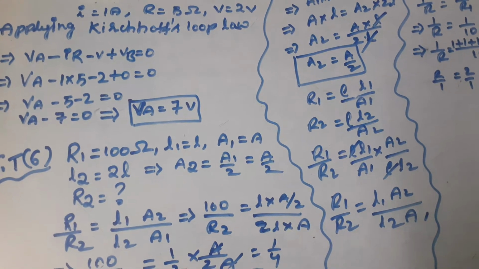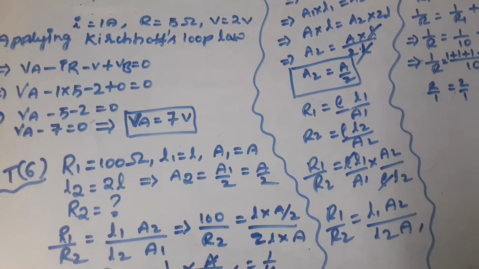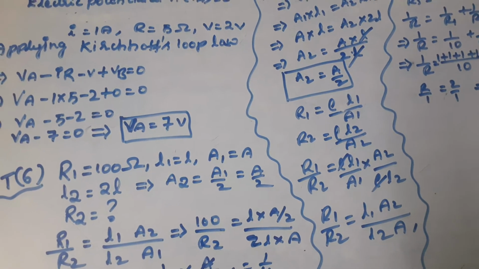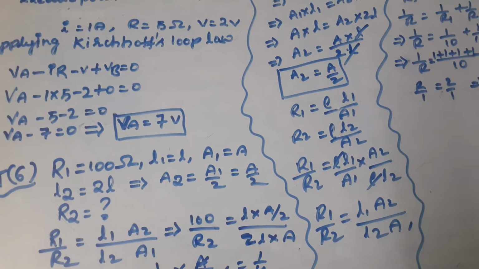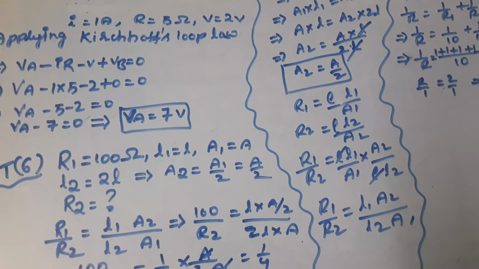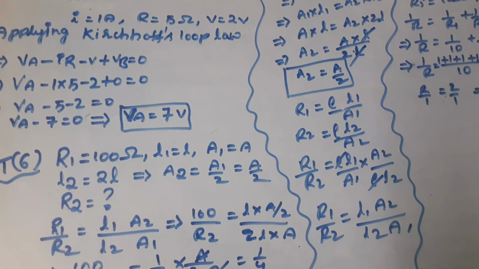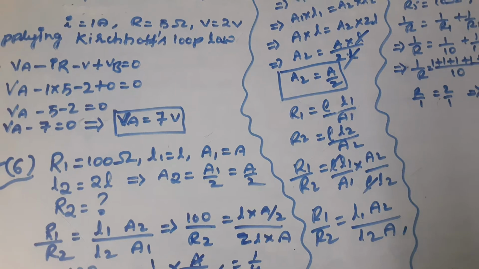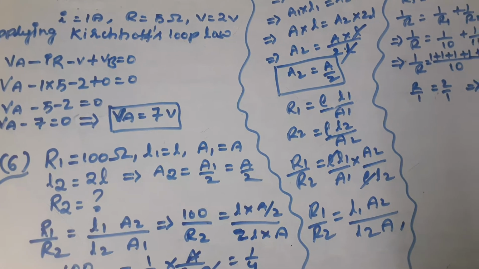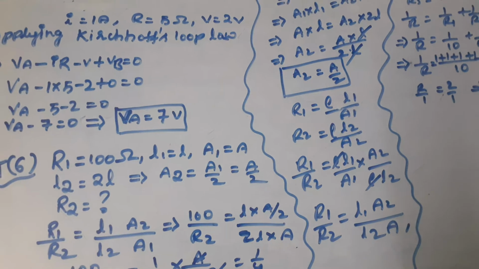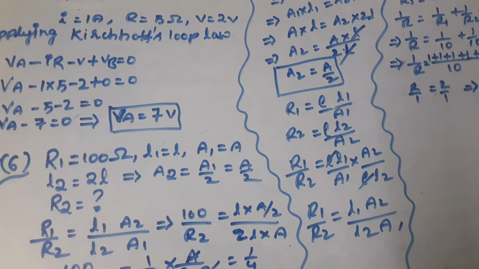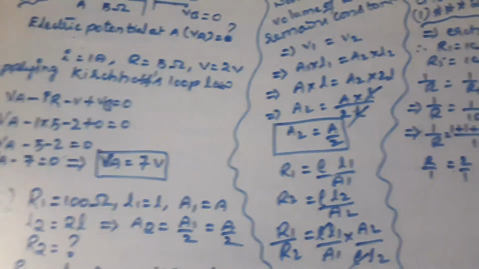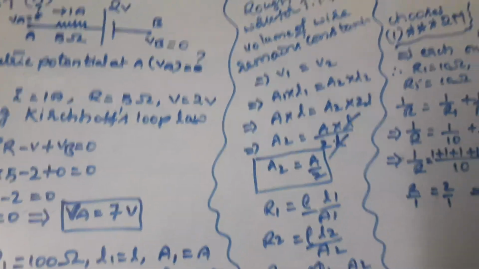A wire has resistance 100 ohms when its length is L and cross-sectional area, but the cross-sectional area is not given in the problem. Let the cross-sectional area be A. Now the length of the wire becomes double, that is L2 is 2L. Then what happens to its cross-sectional area and what is its resistance? The cross-sectional area becomes half of the initial one, that is A2 is A by 2.